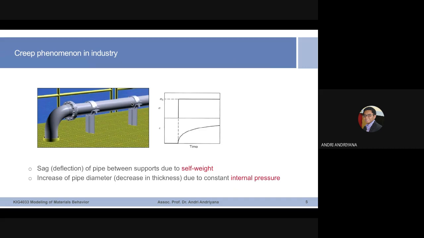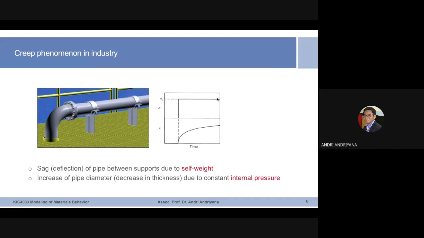Since we can consider the self-weight constant, it is as if the pipe is subjected to constant stress because of self-weight. The illustration on the right shows how the stress is constant over time because the weight is constant over time. If the pipe is made of materials without viscoelastic characteristic, then the resulting sag, the resulting deflection, will be constant. And you know how to estimate the deflections from the mechanics of materials that you have learned.